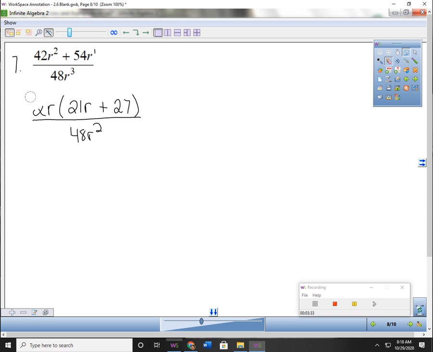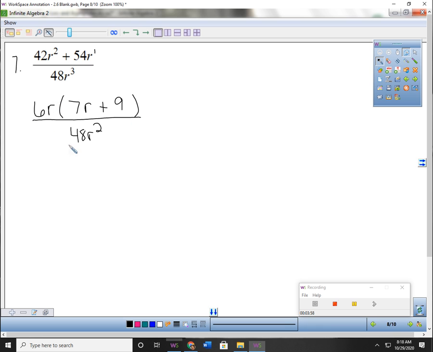All right, we should have taken out a 6 up here instead of a 2. So that's going to change what's left over. So 42 divided by 6 gives me 7, and then 54 divided by 6 gives me 9.